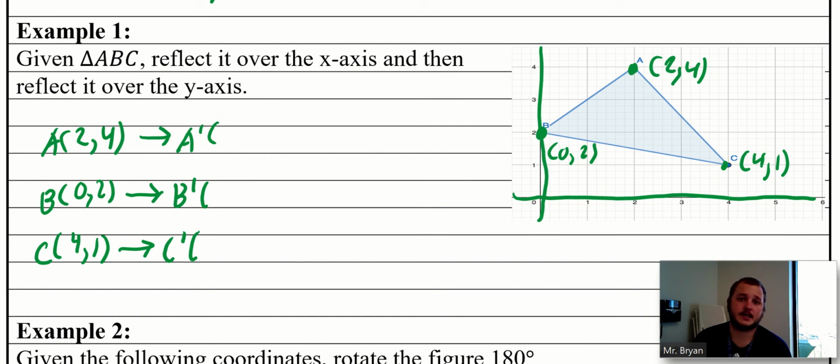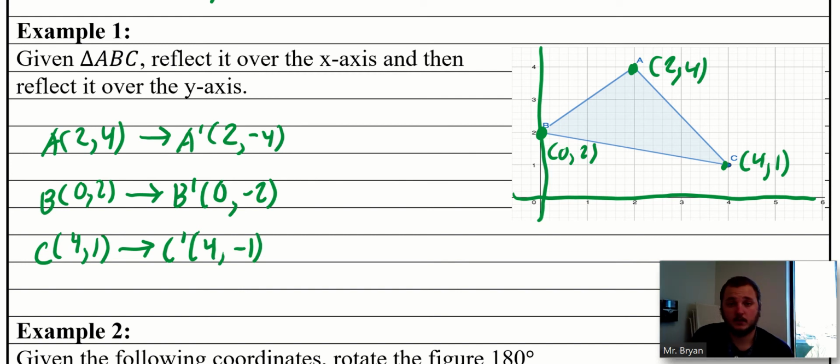And if we're reflecting over the x-axis, how do we do that? We can either draw this out or we can just check our notes, and we see that the rule for reflecting over the x-axis is that the x-coordinates stay the same, and the y-coordinates change their sign. So with A, A prime is going to be 2, 2 stays the same, and the y-coordinate changes its sign, so it becomes -4. B, the x-coordinate stays 0, and the y-coordinate changes sign to be -2. And then C prime, we have 4, -1. 4 stays the same, and 1 changes sign.